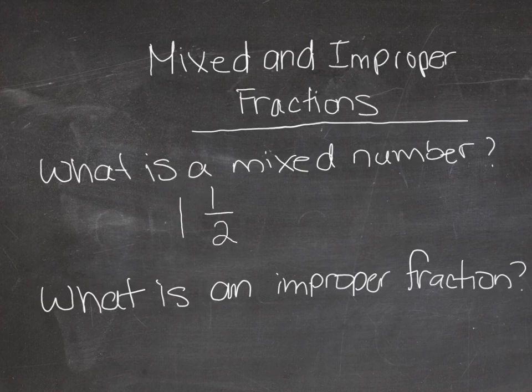And then what is an improper fraction? An improper fraction is a fraction where the numerator is larger than the denominator. So for example, 3/2. Okay, and we want to see how we go between the two. So how we convert an improper fraction to a mixed number and how we convert a mixed number to an improper fraction.